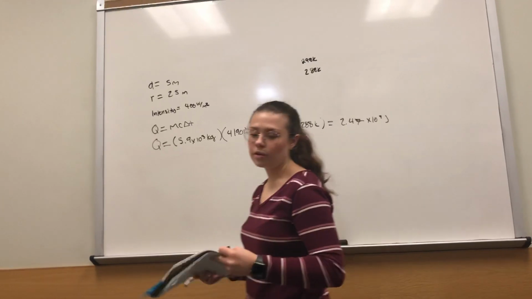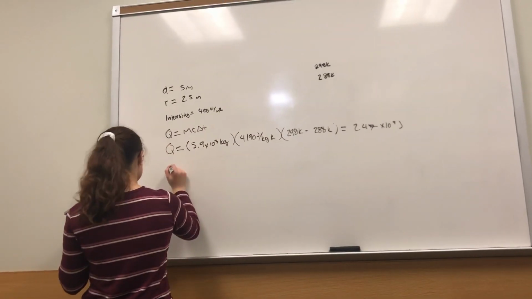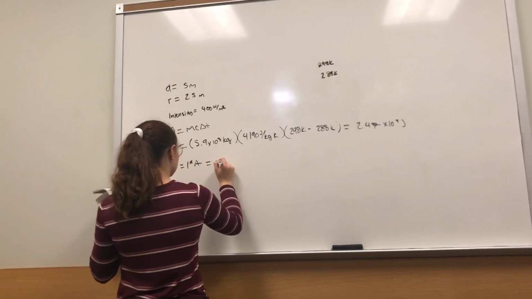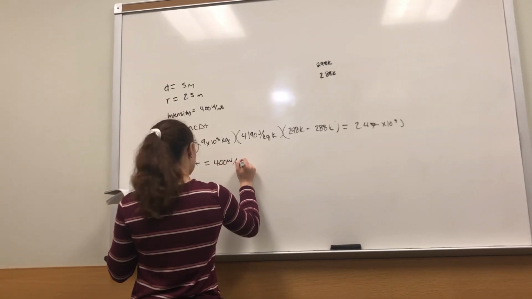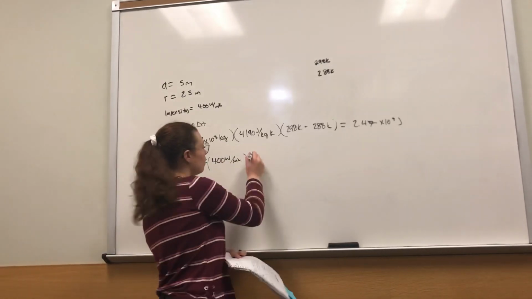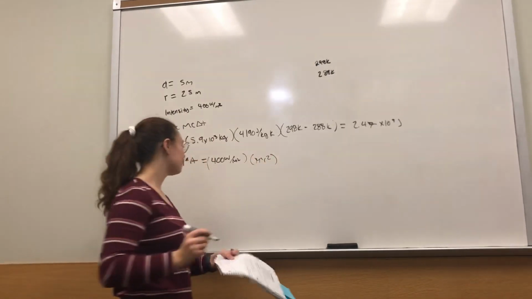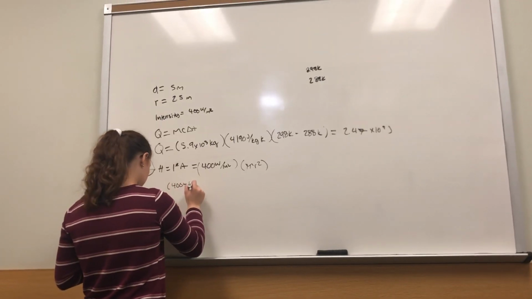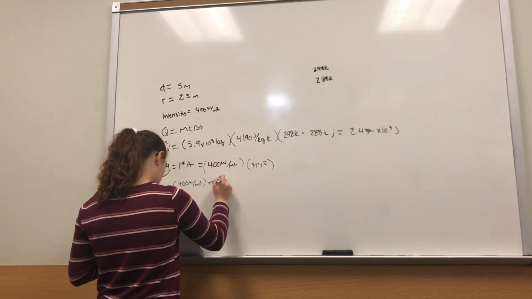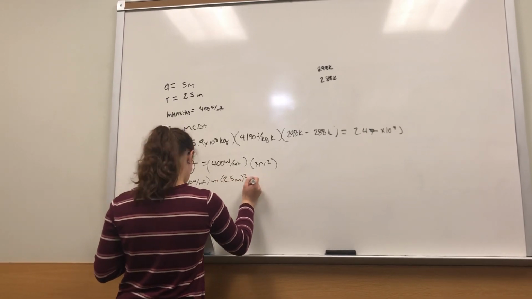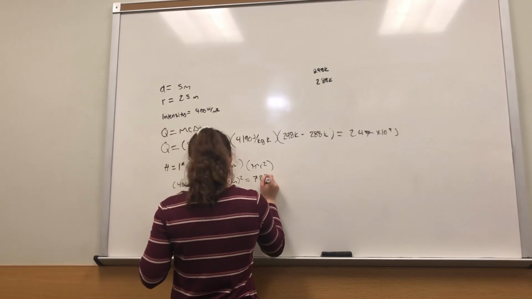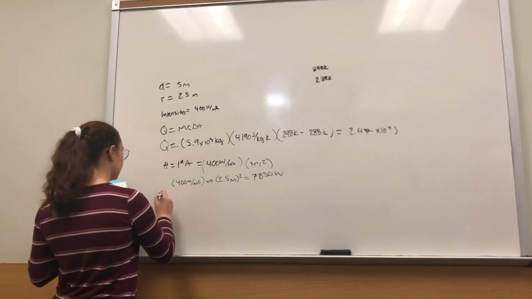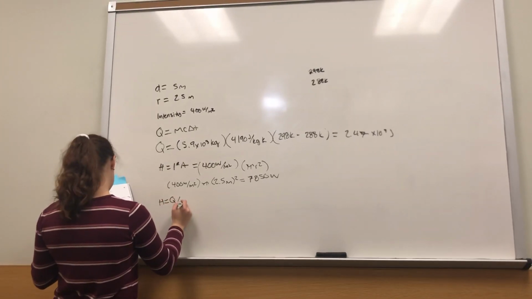And then our thermal conductivity equation is H is equal to intensity multiplied by A. And our intensity was 400 watts per meter squared. And A is equal to pi multiplied by the radius squared. So we end up getting 400 watts per meter squared multiplied by pi multiplied by 2.5 meters squared. We get 7,850 watts. And then another thermal conductivity equation is H is equal to Q over T.